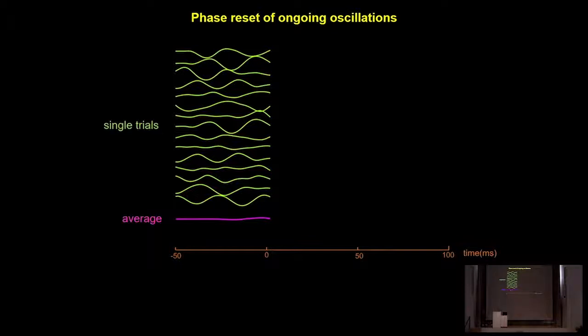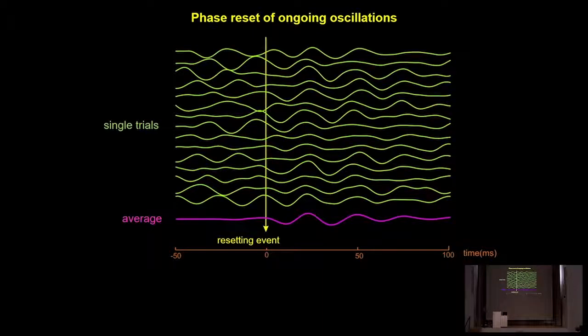To illustrate phase reset here, I'm showing you single trials that were recorded in primary auditory cortex of the macaque monkey. As you can see, before any stimulus, these are completely random across trials. But after a resetting event, they become aligned to the timing of this stimulus across trials, so that for one or two cycles they are in phase. This is why they show up in the average.